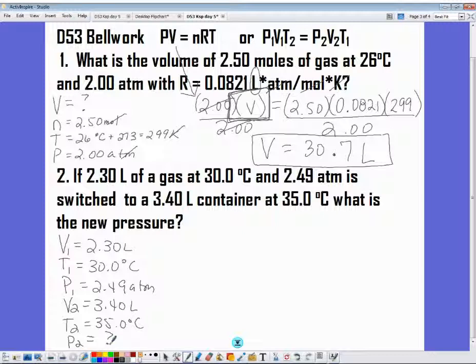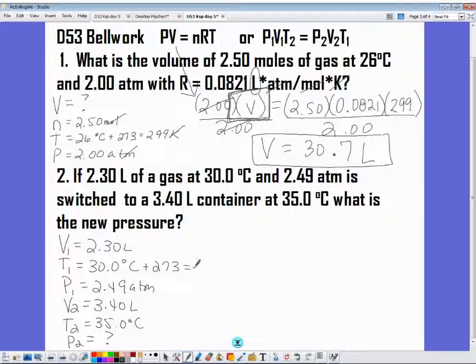Now, what do I have to do, Daniel, with my two temperatures? Maybe that wasn't fair. Daniel wasn't here last time, but Hunter was. Hunter, what do I have to do to my two temperatures? Thomas, what do I need to do? Add 273 to make them Kelvin.